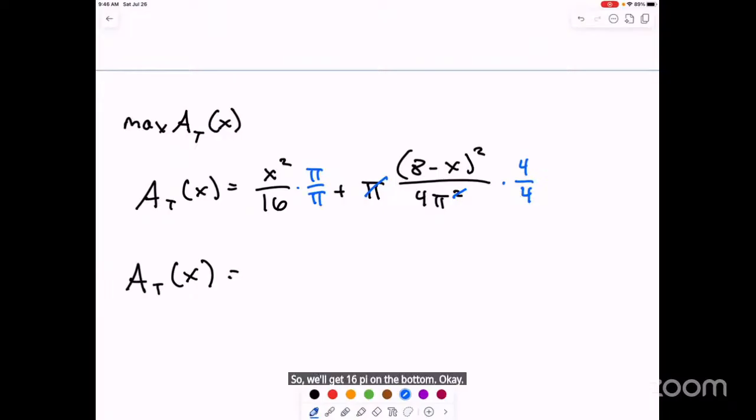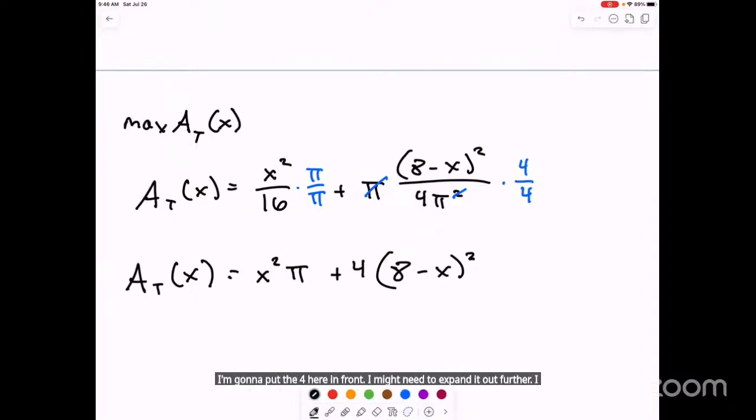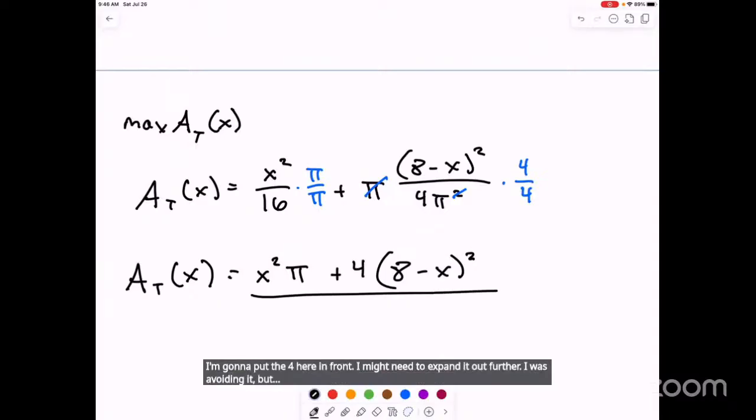If we account for these changes, on top we're going to have x squared pi plus 8 minus x squared. We need that 4, so I'm going to put the 4 here in front. I might need to expand it out further. I was avoiding it, but it's all over 16 pi.